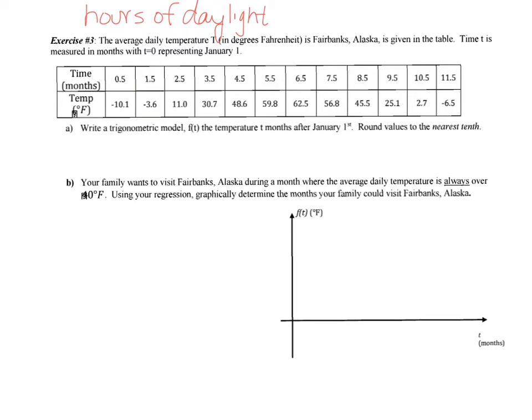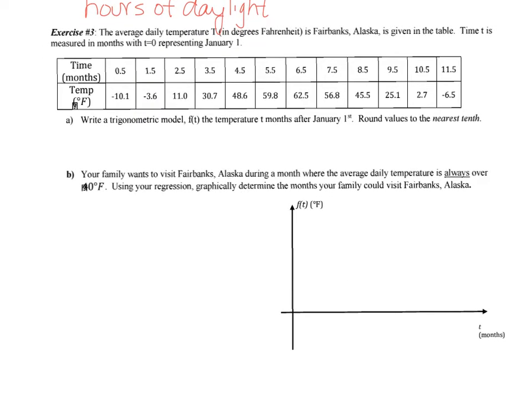It says the average daily temperature T in degrees in Fairbanks, Alaska is given in the table. Time T is measured in months with T equals 0 representing January 1st. So this is the cycle of temperature throughout a year, but now we're talking about months. So you want to use this data, use a sine regression to get an equation. I'm kind of fine on this one. If you want to go in your calculator, you can. If not, our focus is kind of part B. You could just copy it down from me.